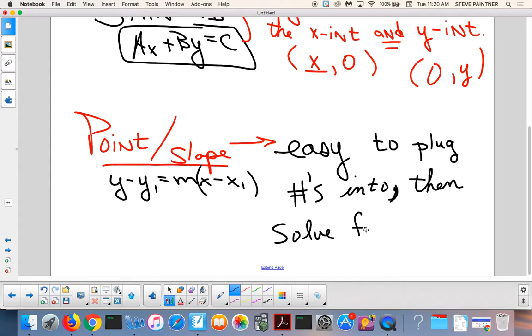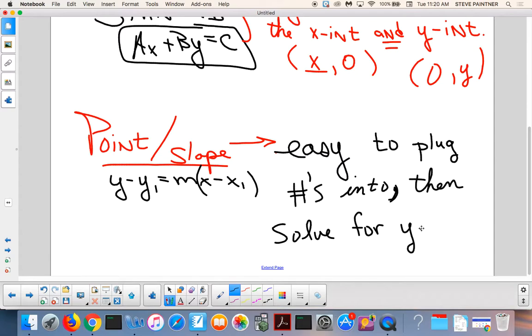Solve for y. Why would I solve it for y? It's fine, because then I'm in slope-intercept form, and there's the y-intercept, there's the slope, I can graph it in 10, 20 seconds. This is why you like this. I mean, you don't know this, but you will. You'll go, point slope, easy to plug numbers into, then I just solve for y. That's today's lesson. So I'll show you now.